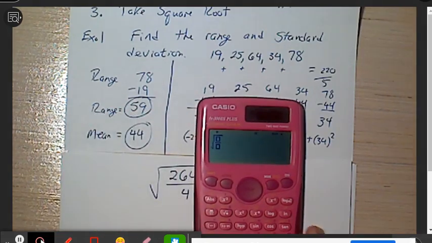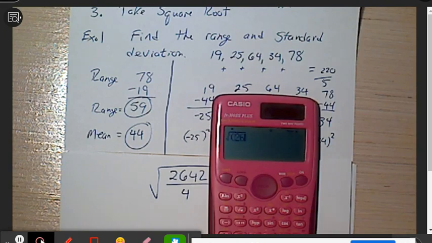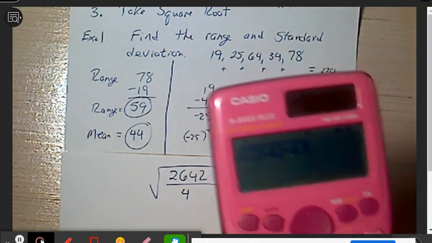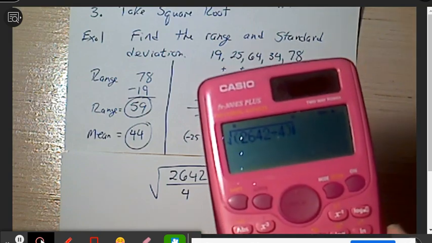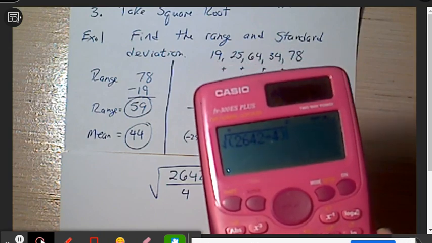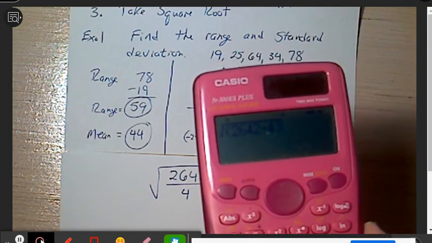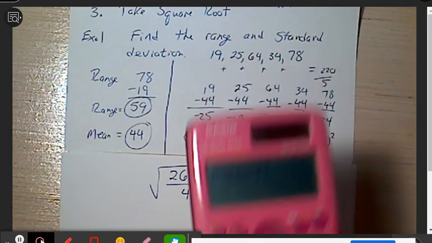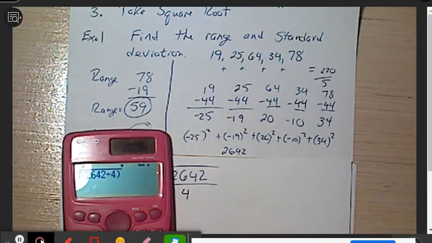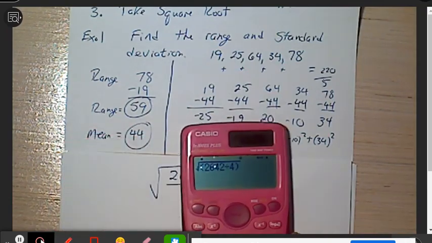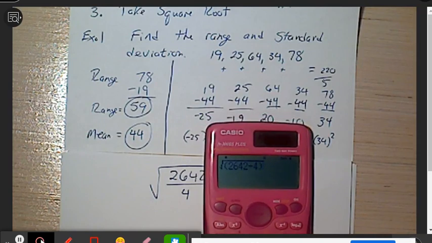If you don't have the fraction button, you can just do square root of, and then parentheses. And then you can do 2642 divided by 4, close off your parentheses. Most calculators, that's probably your best option. If you've got the fraction button built in, that's great. If you don't, that's your backup plan.